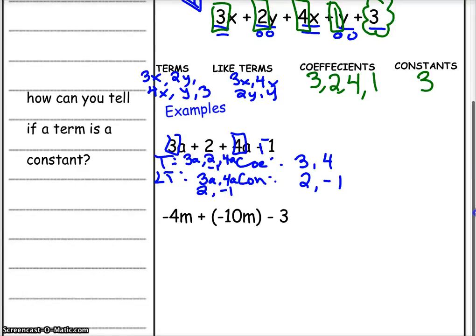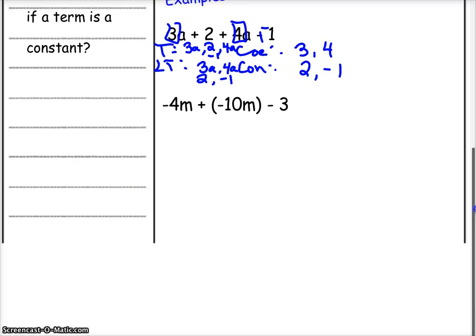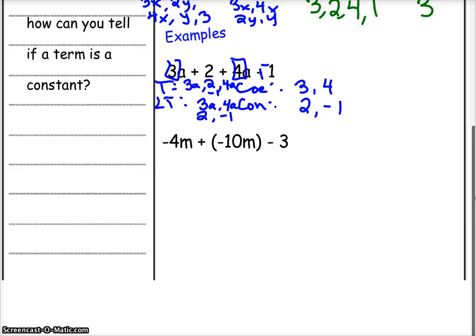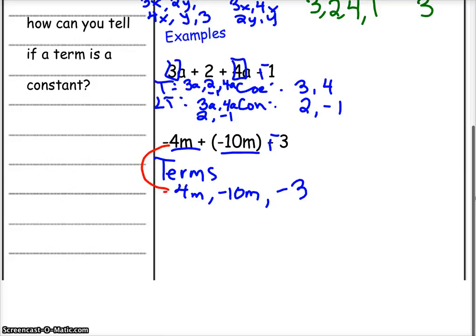Look at this next one. I'm only going to do 2 because I don't want to waste your time too much. I'm going to just do the terms. My terms are 4m, negative 10m. This is plus a negative 3, so negative 3 is also my term. Look what I forgot. It should be negative 4m is my term. Okay? All right, let's get combining. That's the application of it.